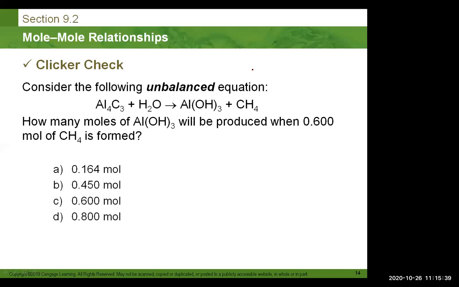Okay, let's take a look here and see how we're doing. Again, I want to always start with that balanced equation. So we want to make sure it's balanced. It obviously has no coefficients in it. It says unbalanced, so I'm assuming not.